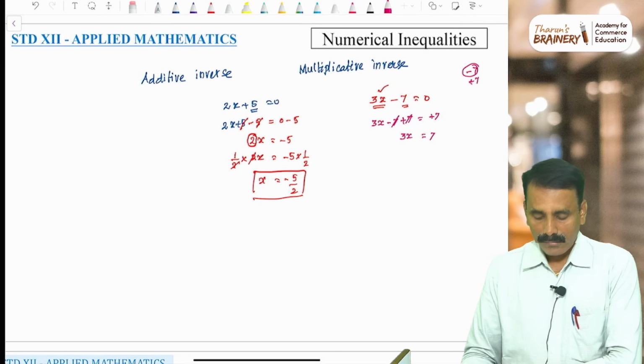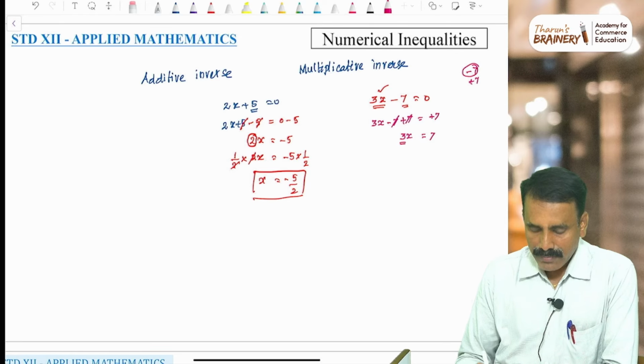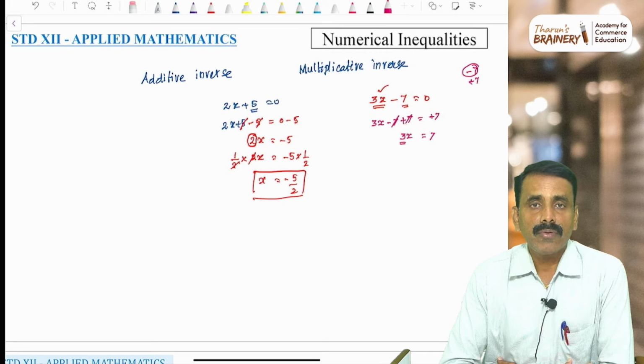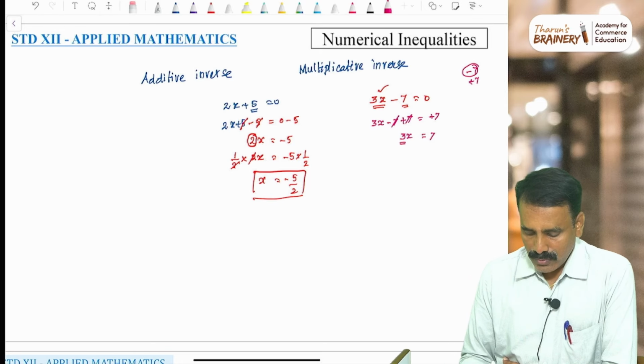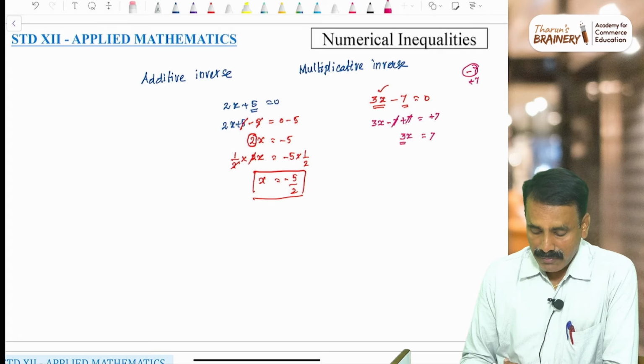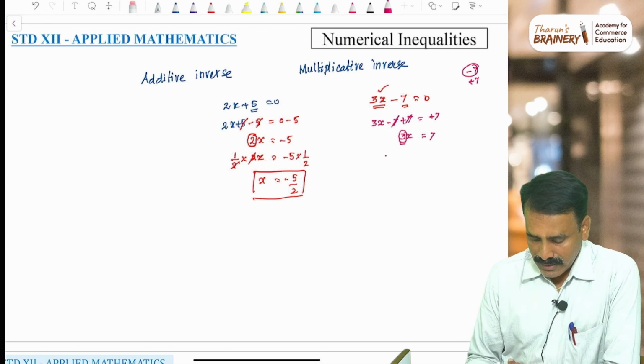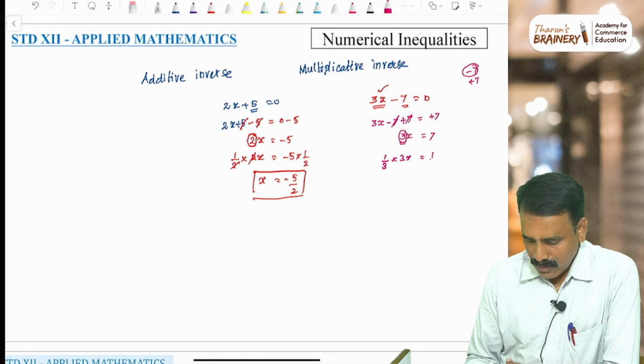Next, I want to remove this 3 now. The 3 is in multiplication with x. So what should I do? I have to multiply with the multiplicative inverse of 3, because 3 is in multiplication and I want to remove it. So what will I get? 1 by 3 into 3x is equal to 1 by 3 into 7. So 3 cancels. So x is equal to 7 by 3.